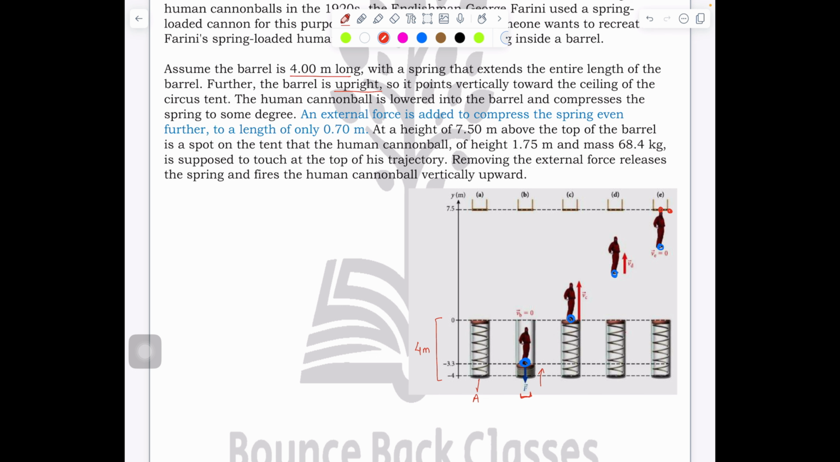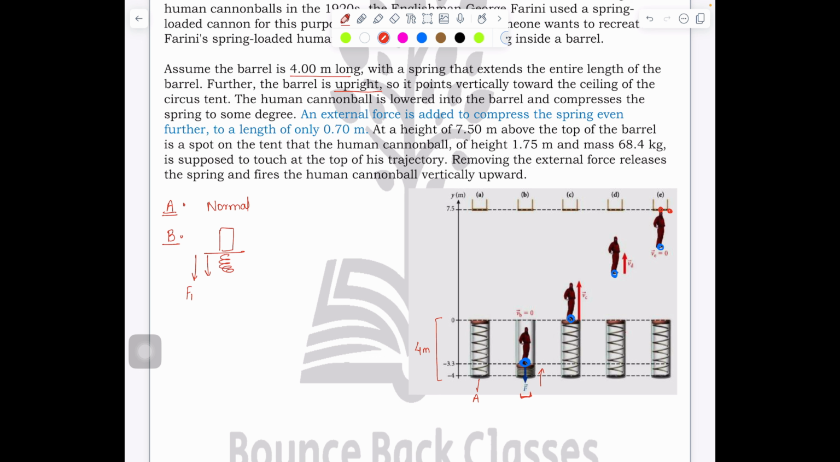The human cannonball is lowered into the barrel and compresses the spring to some degree. Once the human is here, case A is normal, there is nothing, no force is involved. In case B, you need to think there is a human being standing on the spring. You need to understand how many forces are going down. Two forces. One is because of the human, and one is the spring going down. So we need to understand all these things.